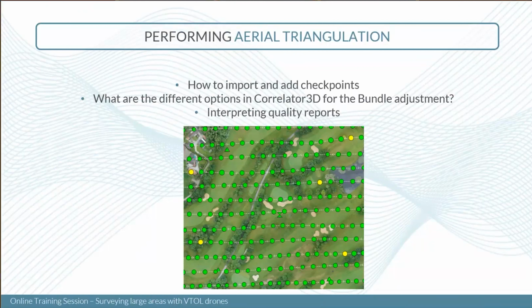The other type of ground reference is what we call checkpoints. So the checkpoints are there not to calibrate your bundle adjustment, but to validate the accuracy of your bundle adjustment. So they won't be used as reference, but they will be used to give you accuracy values for the results.